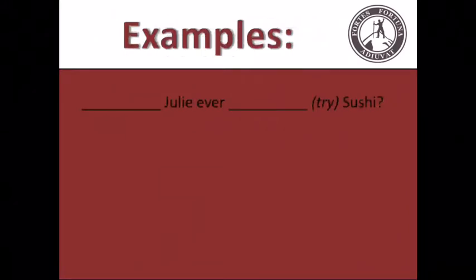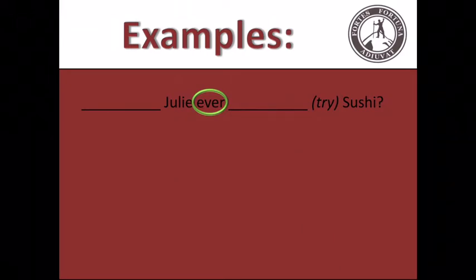Here we have a sentence with a missing verb. Julie ever sushi. Those are the words that we have. Now, can you spot the word that gives us our definite or indefinite time? There it is, ever. So looking back at the previous table, we can tell that that is an indefinite time. So we are going to use present perfect.